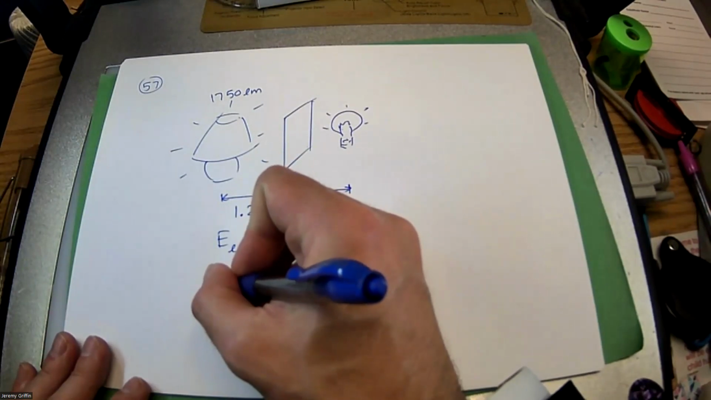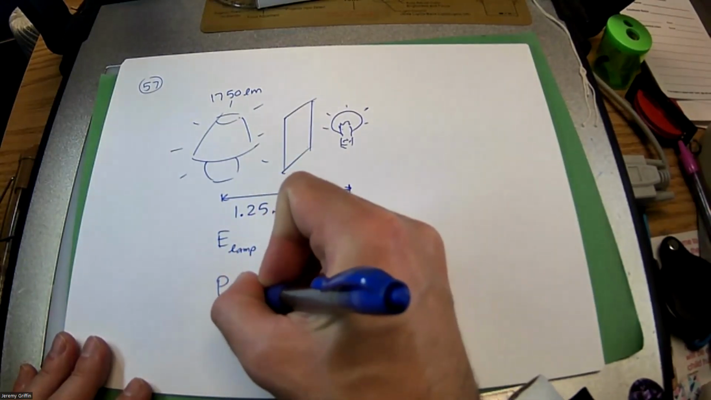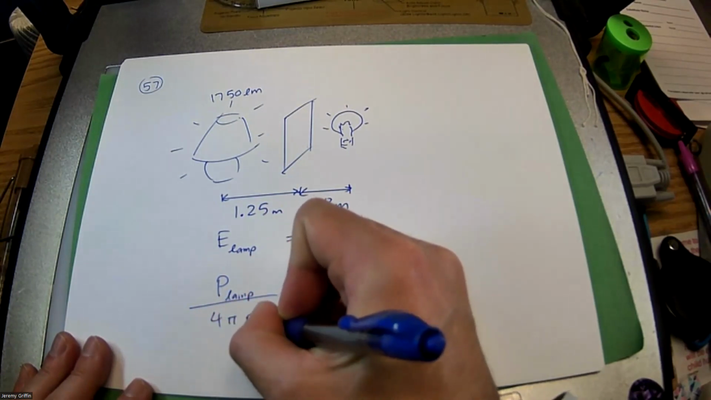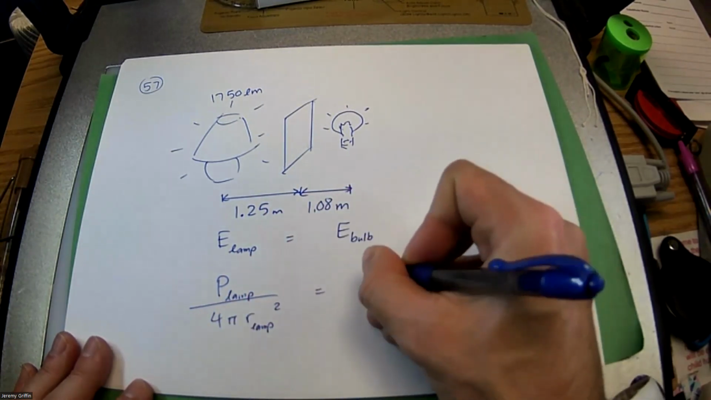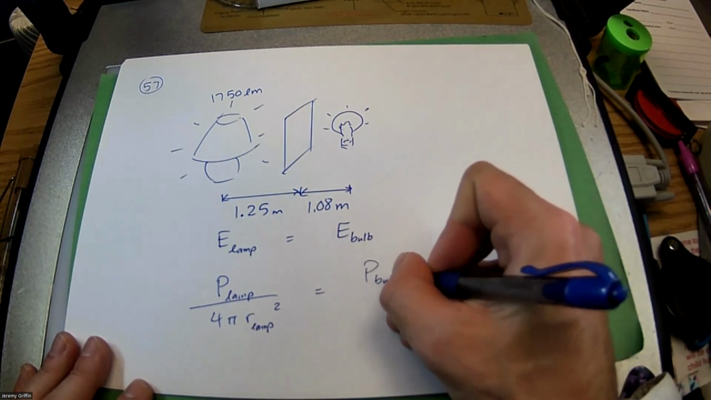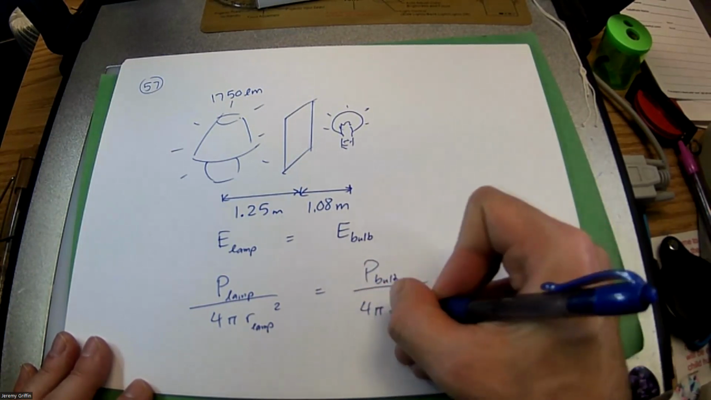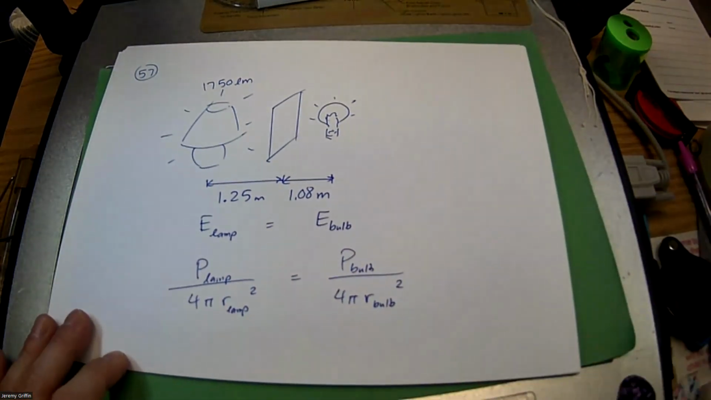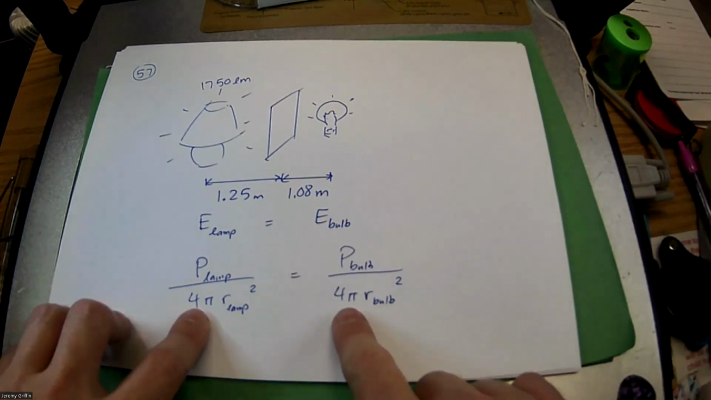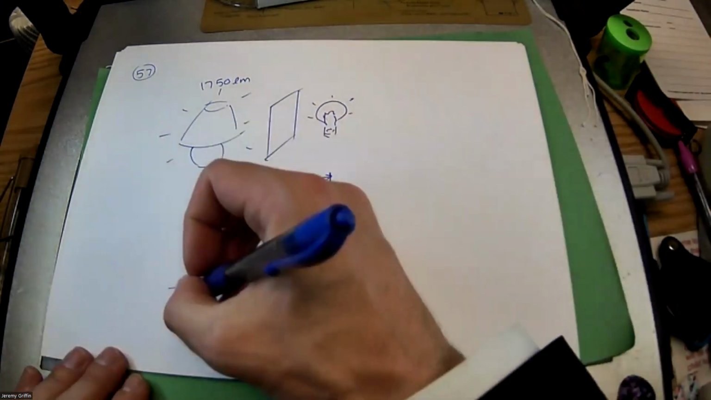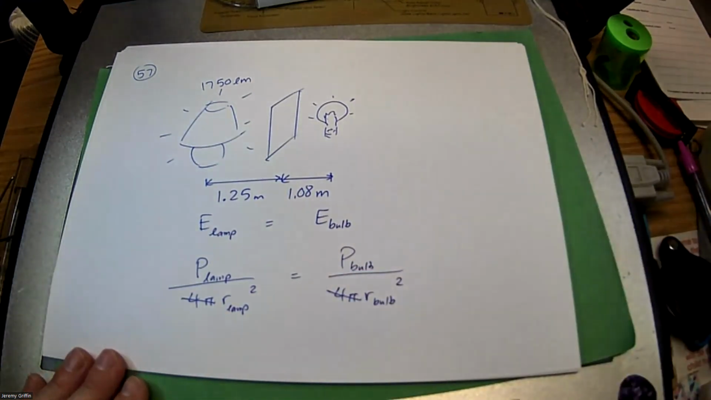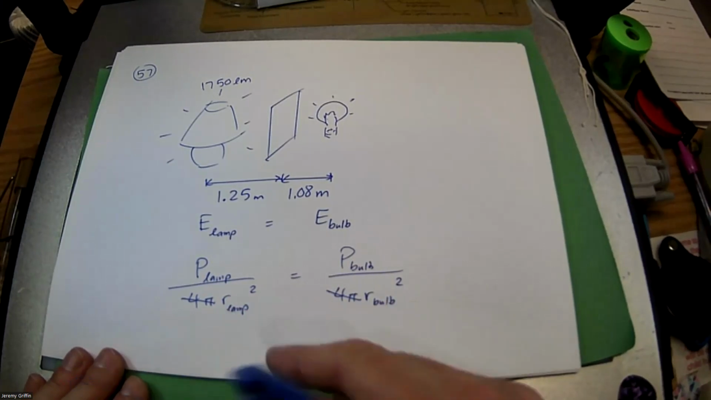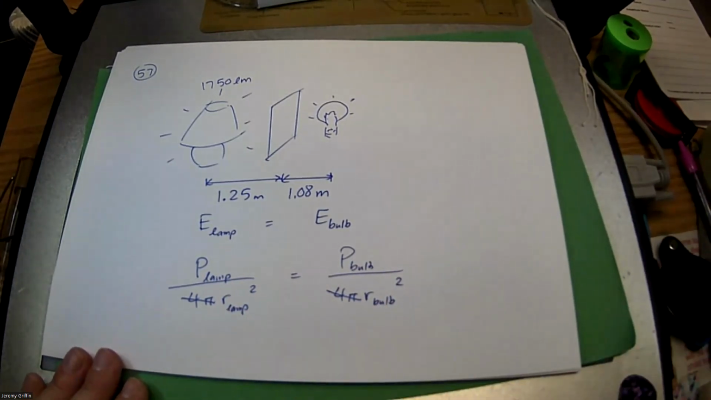Okay. So the flux from the lamp over 4 pi r lamp squared is the luminous flux from the bulb divided by 4 pi r bulb squared, right? And then the 4 pi just cancels out. So that immediately takes it to the inverse square relationship, right? And we know 3 of those 4 things. There's 4 variables, and we know 3 of those.